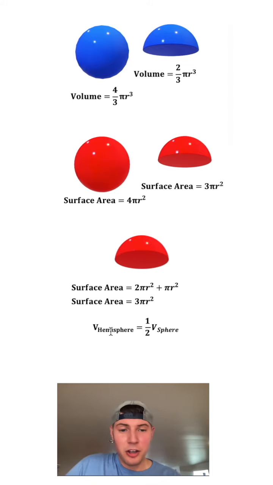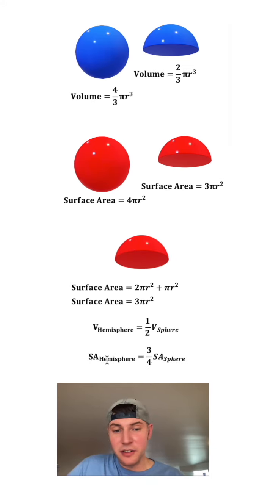In summary, the volume of a hemisphere is equal to exactly half the volume of a sphere, but the surface area of a hemisphere is equal to 3/4 the surface area of a sphere. How exciting.